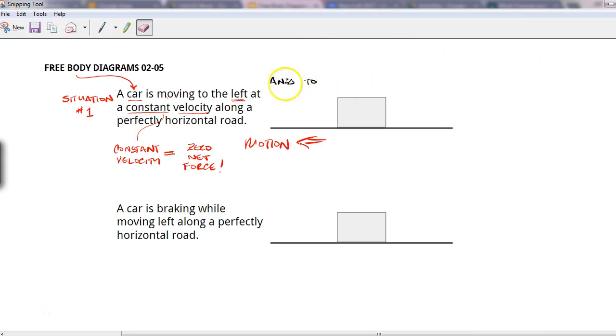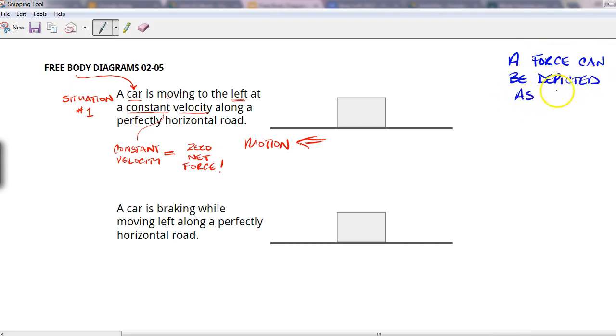If there's zero net force, then what we should find is that all the forces are going to balance out. And so as we go through here, you'll see they will balance out for this first situation. So again, a car is moving to the left at constant motion along a perfectly horizontal road. The horizontal road part we'll talk about in just a minute.